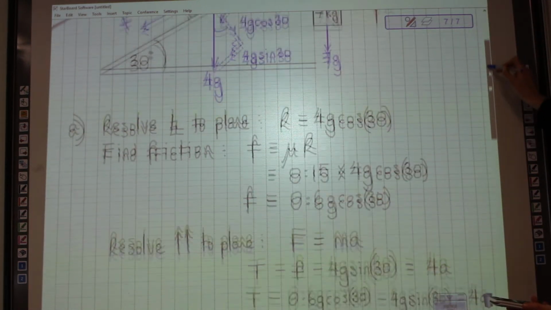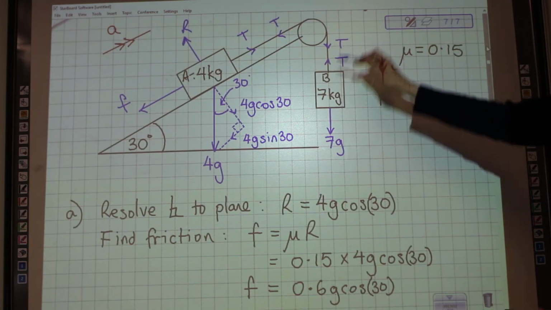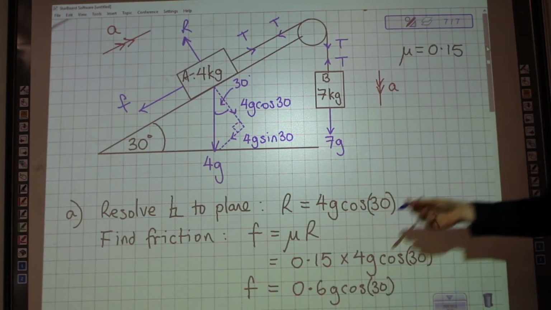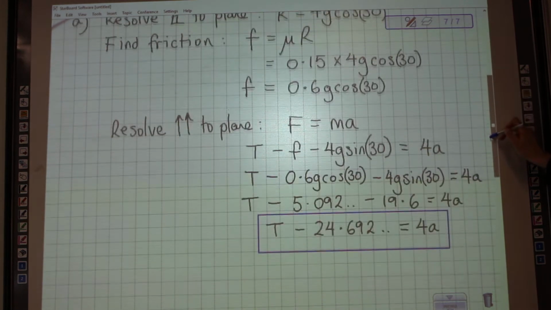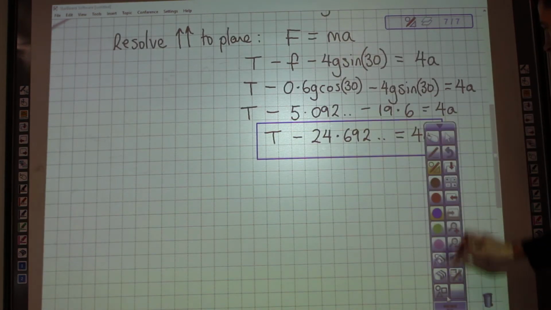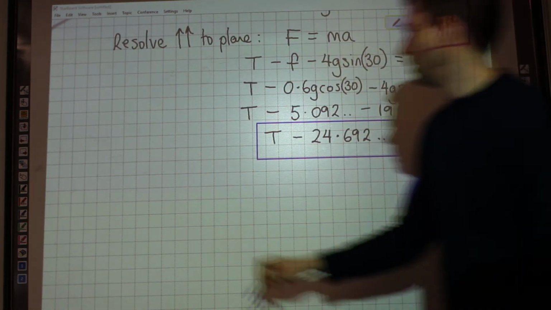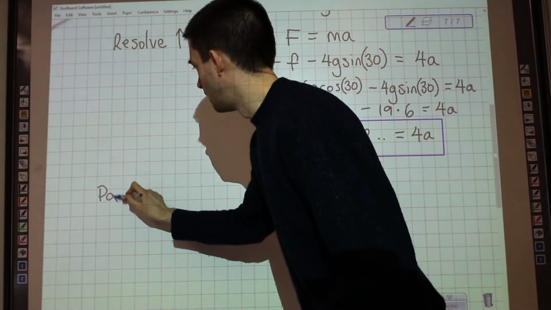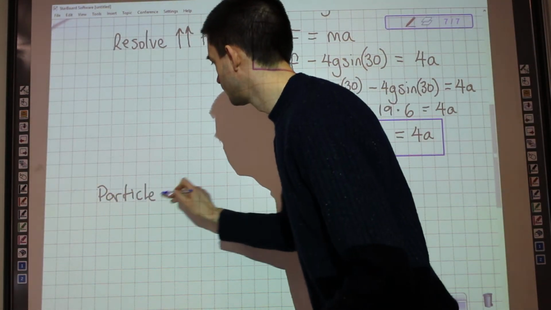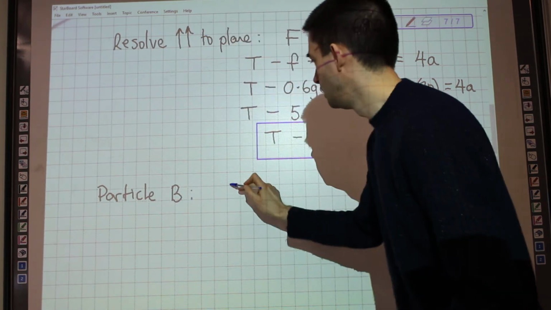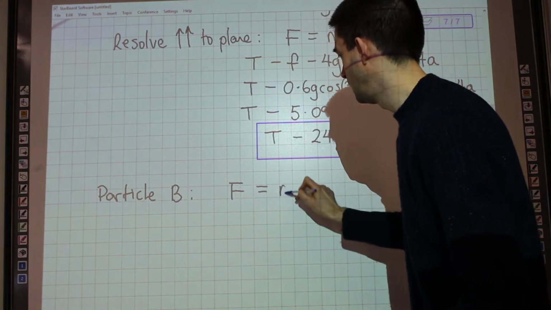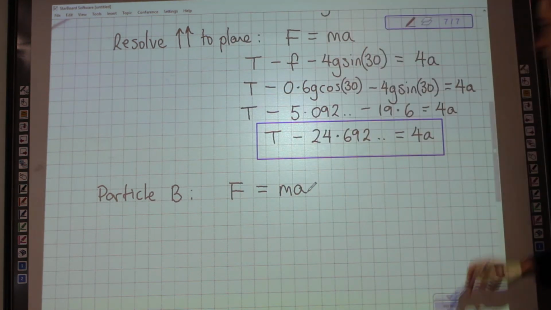So that's for particle A. I'm now going to do the same thing for particle B. You'll be pleased to know this is a lot more straightforward. Right, so for particle B, again, using resultant force equals mass times acceleration.